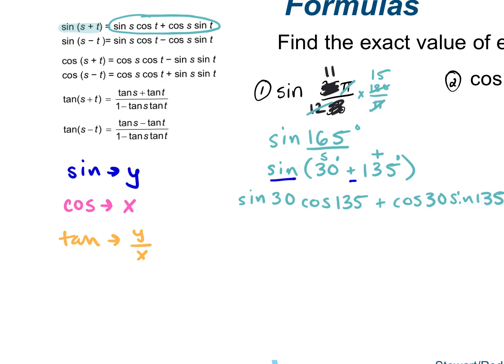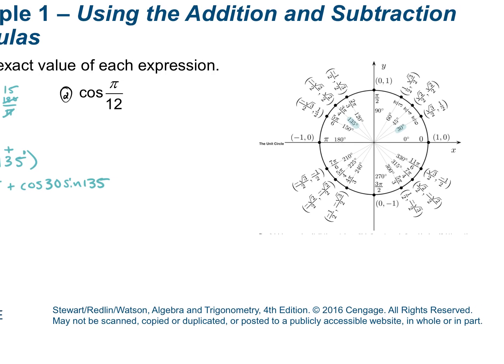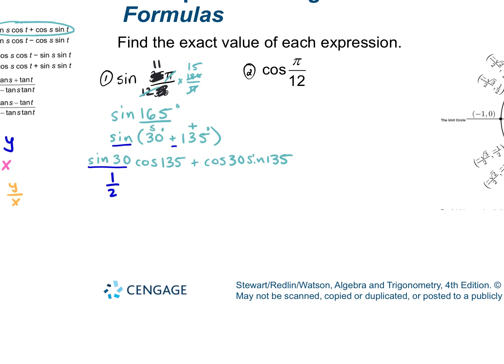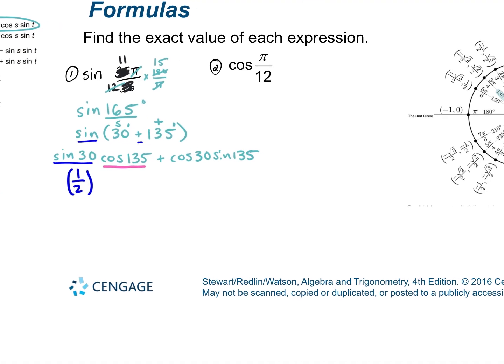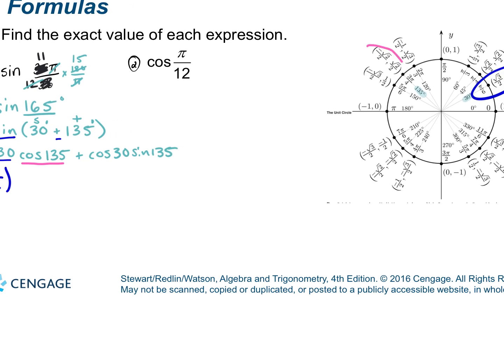So for sine of 30, I'm going to go to my unit circle, go to 30 degrees. Sine tells us we look at the y value. So what's our y value at 30 degrees? 1/2. Perfect. So we're going to plug in 1/2 here. Then cosine of 135. Cosine tells us we look at the x value. So I'm going to go to 135 degrees. What's our x value at 135?